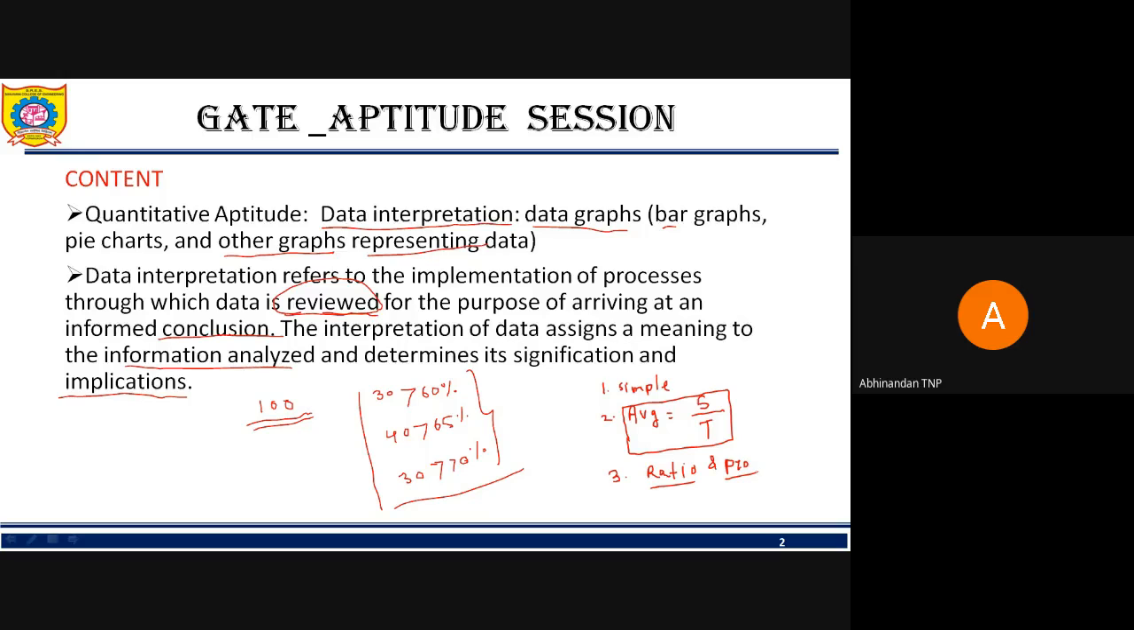Ratio means we are comparing two different quantities, and proportional means when you have two different ratios, we are equating the two ratios. That is called a proportional. So there is a difference between ratio and proportional. You should know the basic concept of ratio and proportional. And fourth, which is very important, percentage.